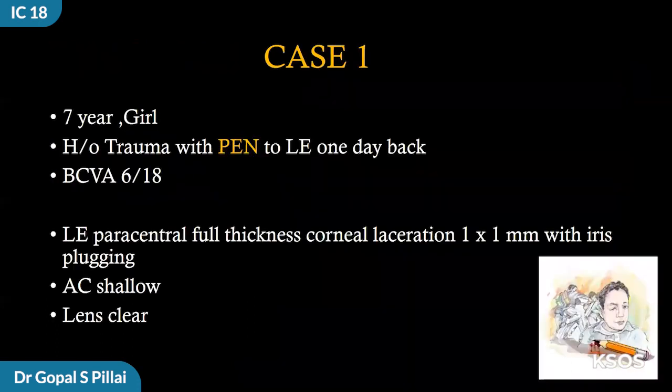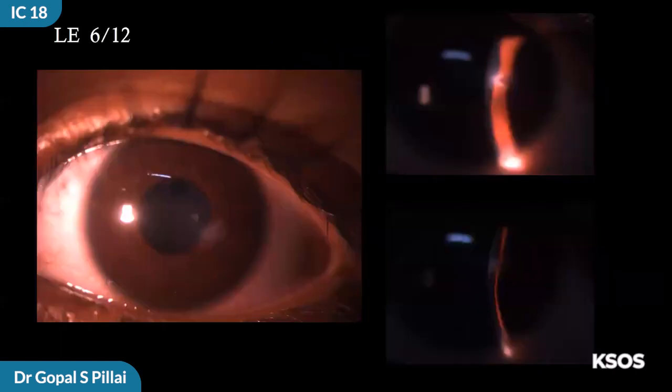Now let us do some individual cases. Case 1 is a 7-year-old girl with a history of trauma with a pen in school one day back, and the patient presented with somewhere around 6/18 vision. There was a small paracentral full-thickness corneal laceration, very small, but the AC was very shallow and the iris was almost stuck to the cornea. You can see it's a very small opening, but the iris and the cornea are almost touching each other. The anterior chamber is completely flat.